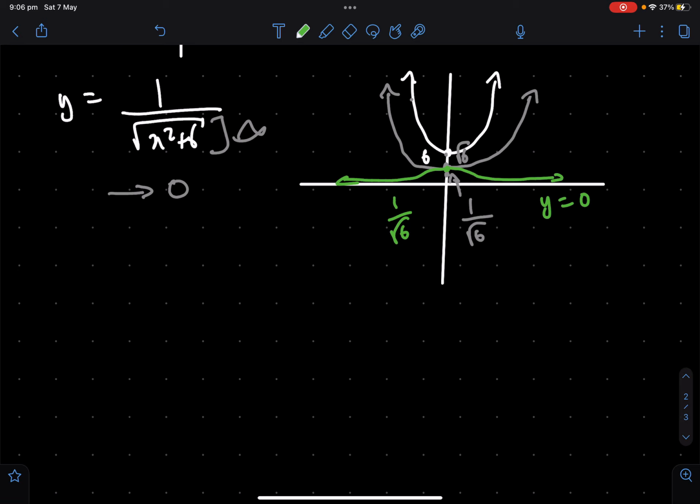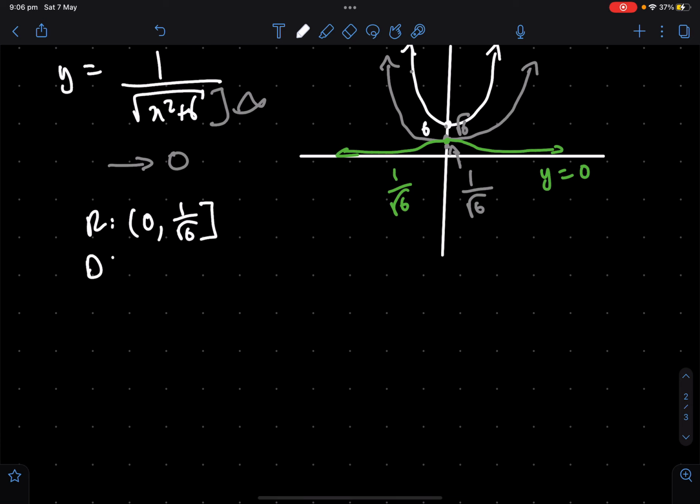Now finding the domain and range of this function is very simple. For the range, we will see that it never reaches 0, so we start from 0 to 1 on square root of 6. And that is square brackets because it is included in the range.